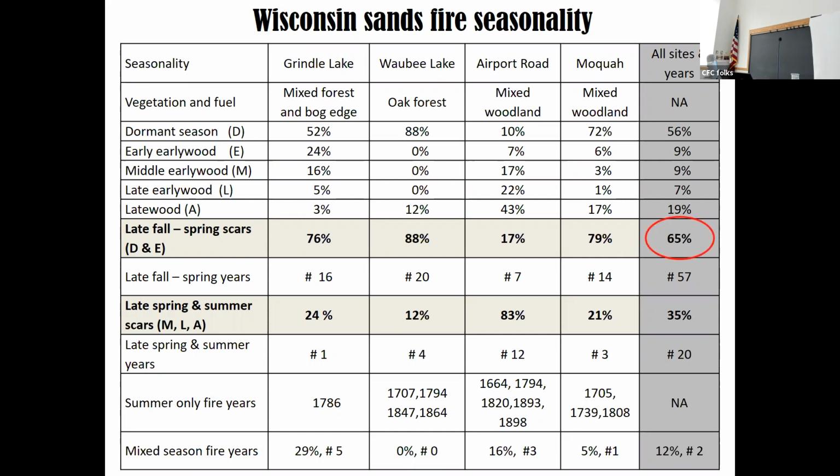This slide is all about fire seasonality historically, and you know, 3 of these sites were mostly dormant late fall, spring scars. This one was 76% fall, spring, 88%, 79%. This one's actually quite different at Airport Road. It's 17%, 83% were actually spring summer. So there probably is some kind of a dominant pattern, but I think there's a lot of potential for variability in seasonality across this region.